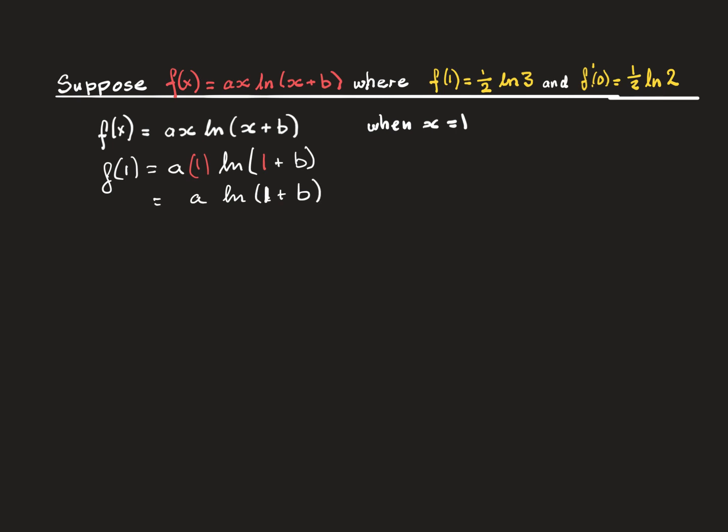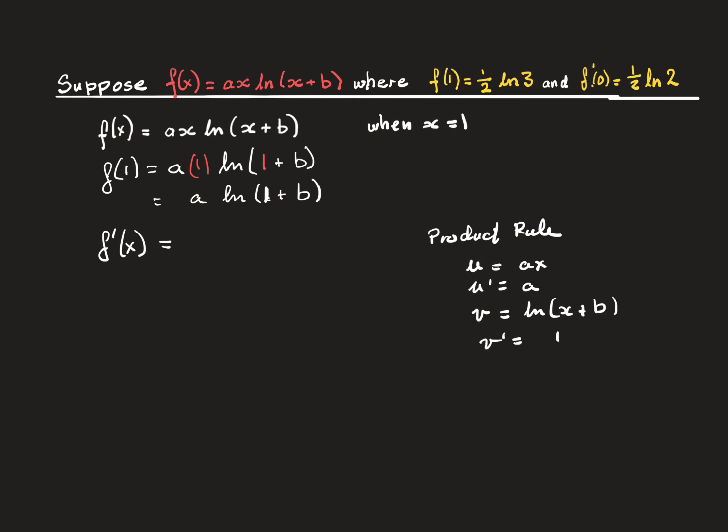Now, the next part of this is we're told also that the derivative of it at x equal to 0 is half ln 2. Well, let's just find out what the derivative is first of all. So the derivative of that function, we need to do a derivative. Oh, that is a product rule. So we need to use a product rule, where u is ax and the derivative of u is a, and v is ln(x + b), and the derivative of that is 1 over (x + b) times 1. So to do that we use our u'v + uv'.